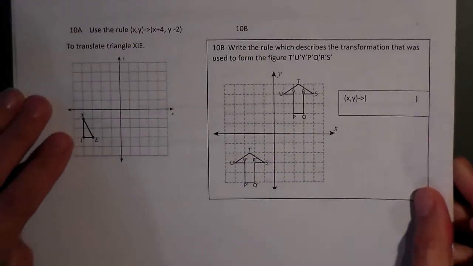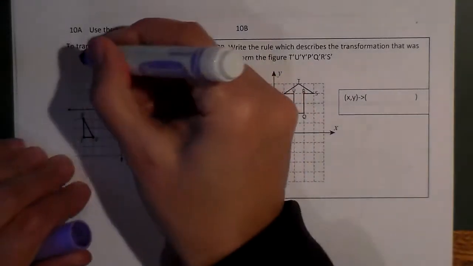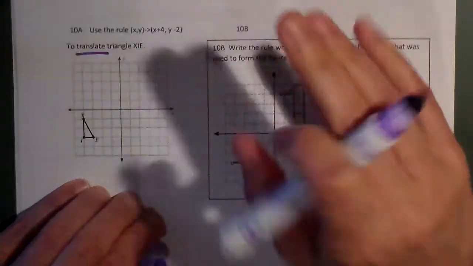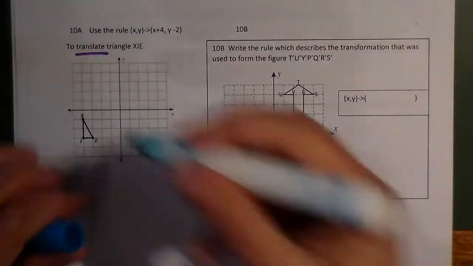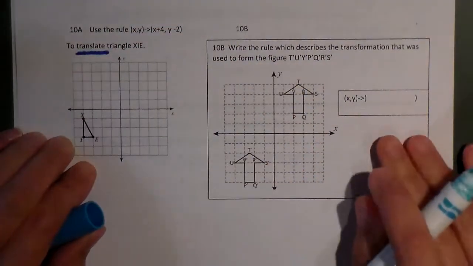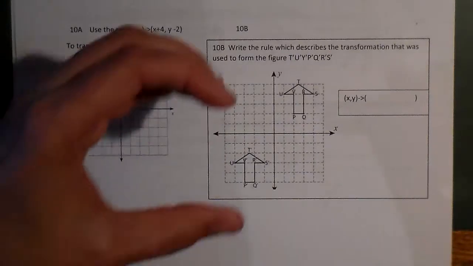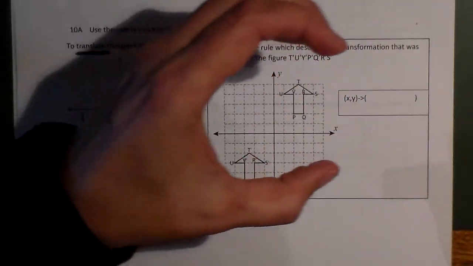So let's look at 10A. We did these in class. This is a translation. Now a translation, remember guys, is just a lateral move. And I think on translations I used blue, so we'll use blue. Translation is just a slide. Left or right, up or down. It doesn't rotate. So if I have the letter C, it's going to move this way.